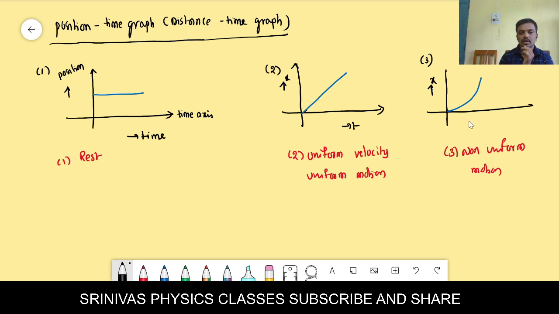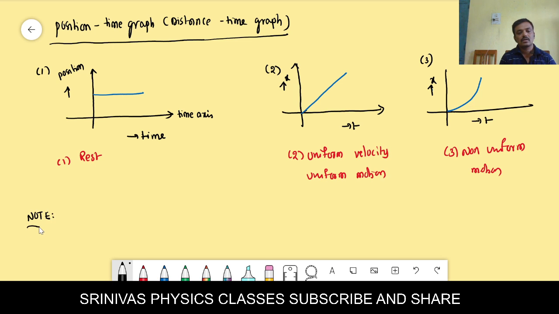These are the position-time graphs, or distance-time graphs, for a body at rest, uniform motion, and non-uniform motion. Uniform motion means velocity or speed is constant, non-uniform motion means it is not constant. What is the significance of this? The importance is very high.